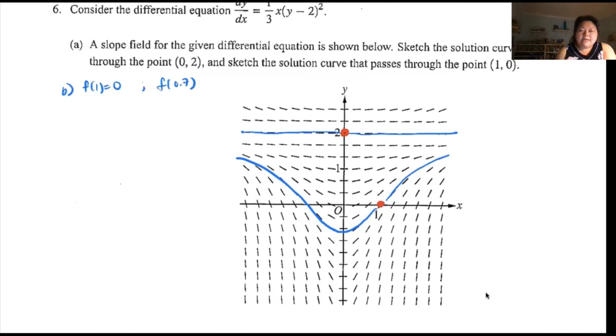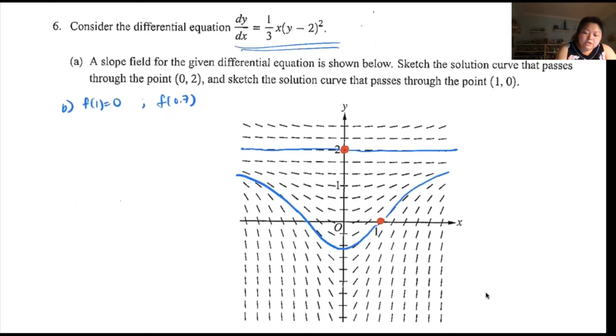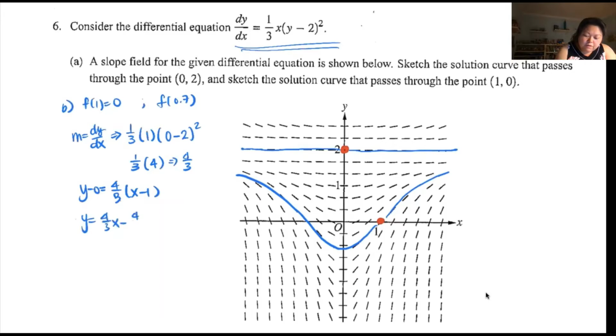Okay, so I have my x and y. To write the tangent line approximation, I need the slope. So slope is using this equation here. So slope is dy over dx, which is 1/3 times x, which is 1, times (0 minus 2) squared. So it's 1/3 times 4, which is 4/3. So my equation is going to be y minus 0 equals 4/3 times (x minus 1). So y equals 4/3 x minus 4/3. That is my linearization. That's my approximation. So L of x equals 4/3 x minus 4/3. Okay, all right, that's not so bad.